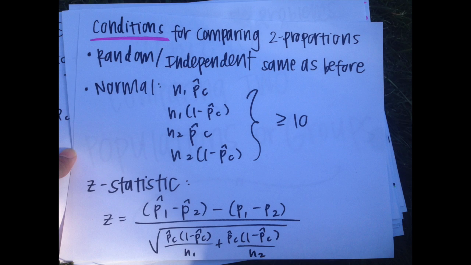Okay, so conditions for comparing two proportions. Random and independent are the same as before, and for normal, you would check all of those, but you would use PC this time. And shown below is how you would get the Z statistic. Oh, and in the normal area, all of them have to be greater than or equal to 10.